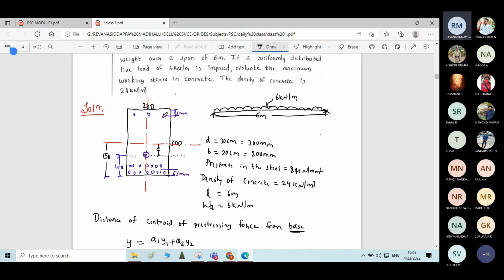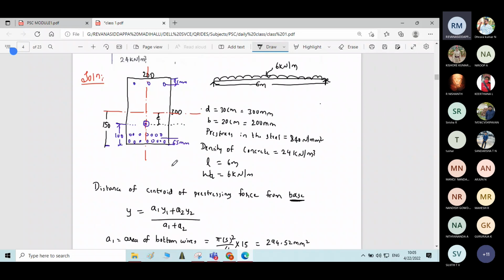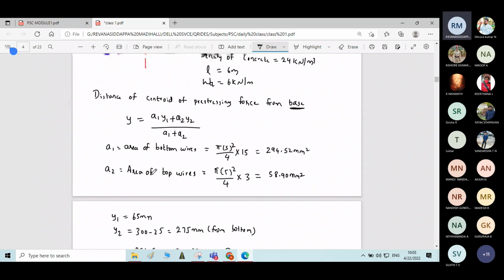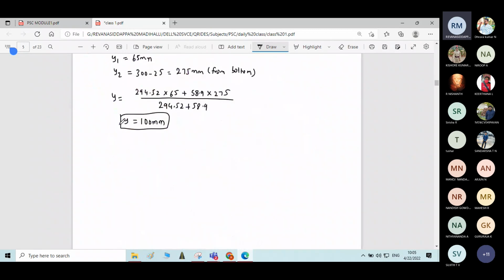See, instead of bars on both sides, if the bars were given on only one side, there would be no need of finding the centroid of the prestressing force. If only the bottom bars are given, it will be directly 150 minus 65, and from here to here there will be the eccentricity. As the bars are given on both top and bottom, you need to locate the resultant prestressing force, as we have done just before. It is located at a distance of 100 mm. Therefore, we can find the eccentricity now.